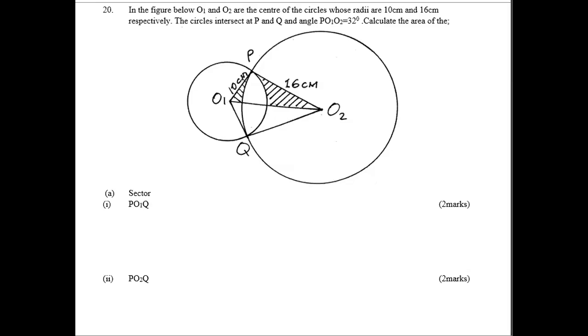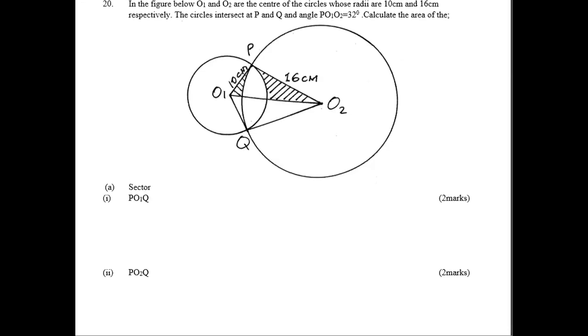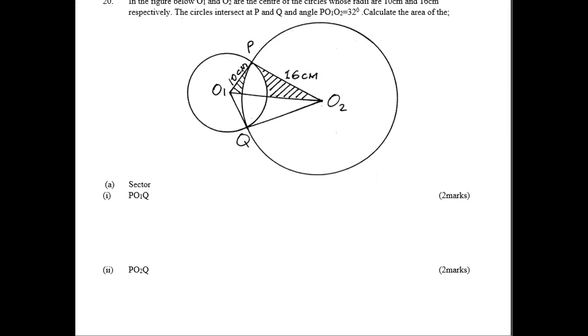Sorry, I've said triangle PO1M is a right angled triangle at M. We are saying sine 32 equals H over 10. You cross multiply, you get 10 sine 32 equals H, and therefore our H is 5.299, or roughly 5.3 centimeters.